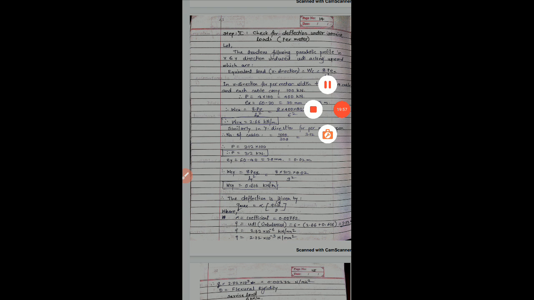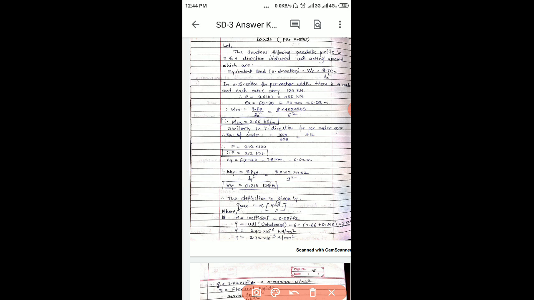That is check for deflection. The tendons are following a parabolic cable in x and y directions, inducing a UDL acting upward, which is the equivalent load in x direction. WC is equal to P into EX into Lx square. So that part we have done in the first unit.